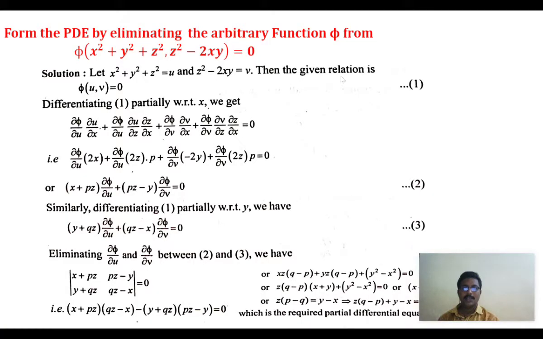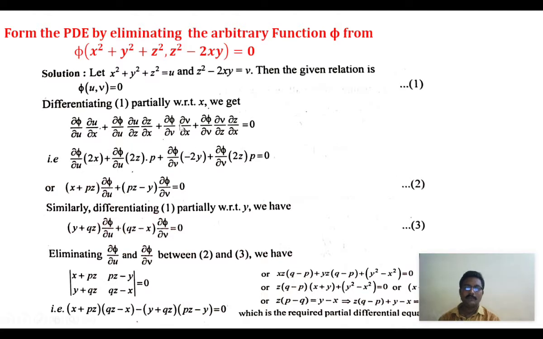The given relation is phi of u, v equal to 0. Now differentiating partially with respect to x, we get dou phi by dou u, but u is a function of x, y, z. We have to differentiate u also, whose derivative is dou u upon dou x, plus dou phi by dou u into dou u by dou z into dou z by dou x. We have to give the preference for z also, because z is a function in terms of x, y.